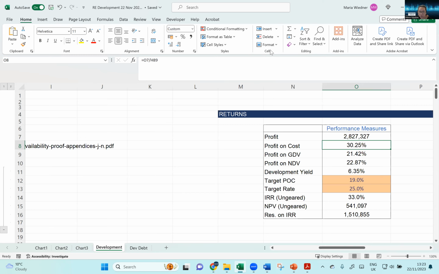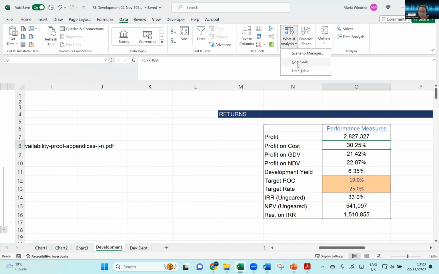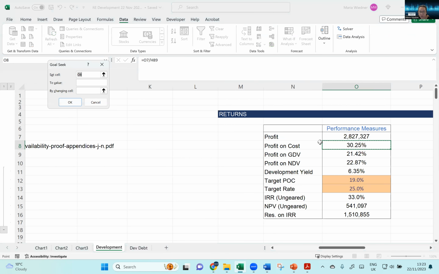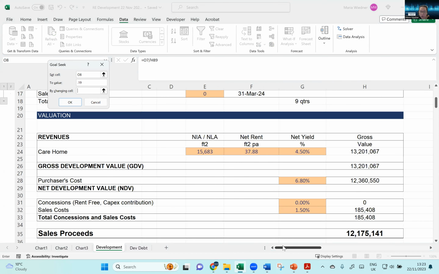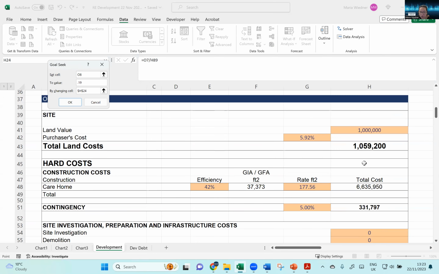So here, what we do when we're doing this kind of valuation is run a solver or a goal seek. I'm just going to show you how to do the goal seek. So Data, What-If Analysis, Goal Seek. Here you can set the profit on cost, for example 19%, by changing the land value. So that's how you do a residual valuation on land value.